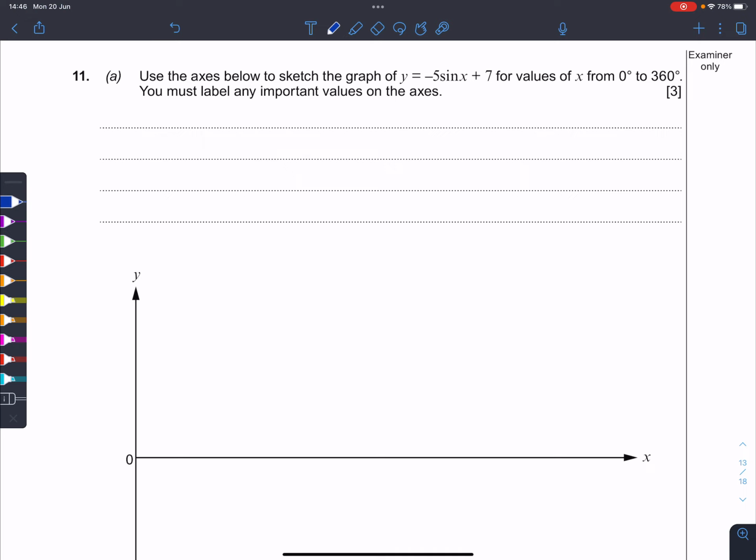So if my x was 0 degrees, my y is going to be, by substituting in, -5 sine 0 plus 7, which is 7. When x is 90 degrees, so I'm just going to change my 0 degrees to 90, it's going to be 2, like I said. So 180, I'm going to go through and change 90 to 180. Is 7.